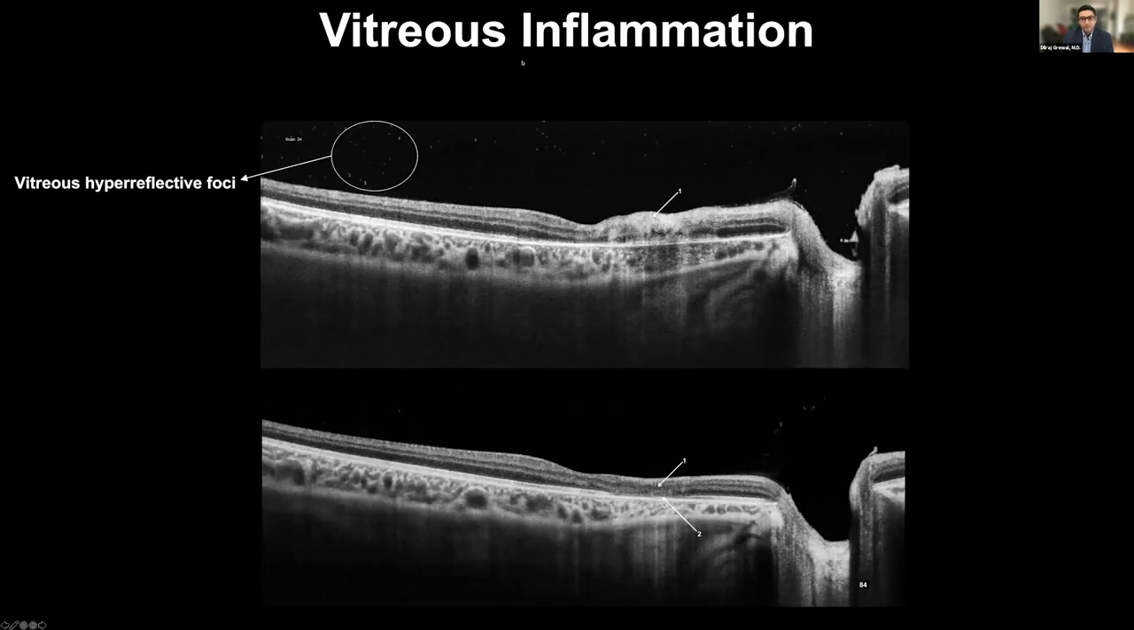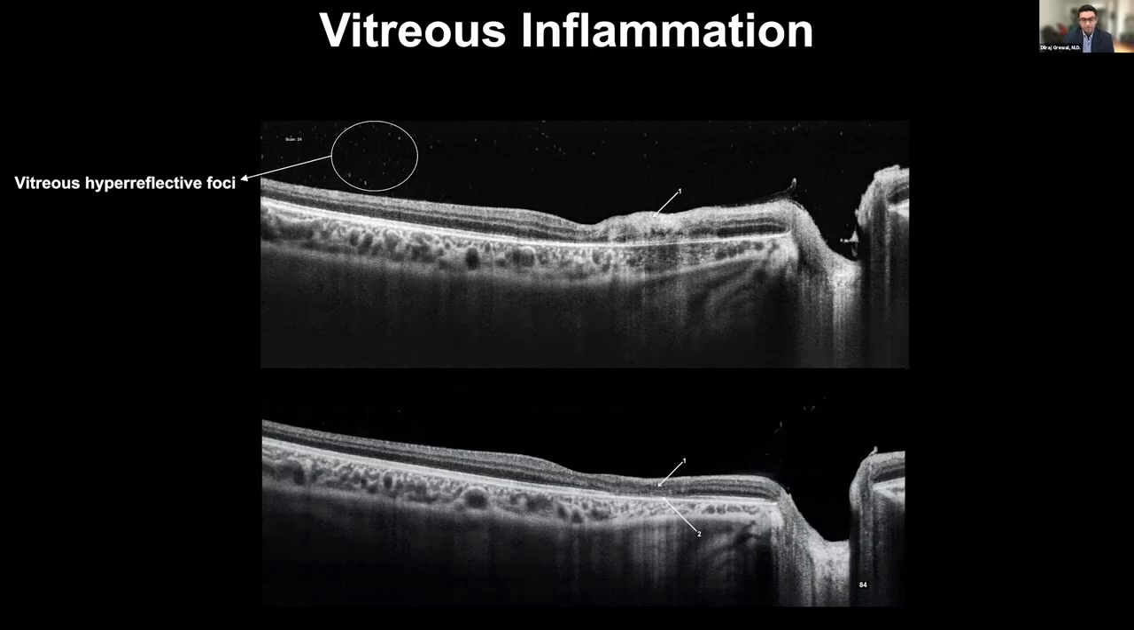Another key area where OCT is helpful is in monitoring vitreous inflammation. Particularly as the acute inflammation reduces, you would use vitreous hyperreflective foci as a very sensitive marker to monitor for residual inflammation. So in this patient who had acute retinal necrosis, you can see that as the retinitis resolves and there is retinal thinning, there is correspondingly also a significant reduction in vitreous inflammation with near resolution of these vitreous hyperreflective foci.